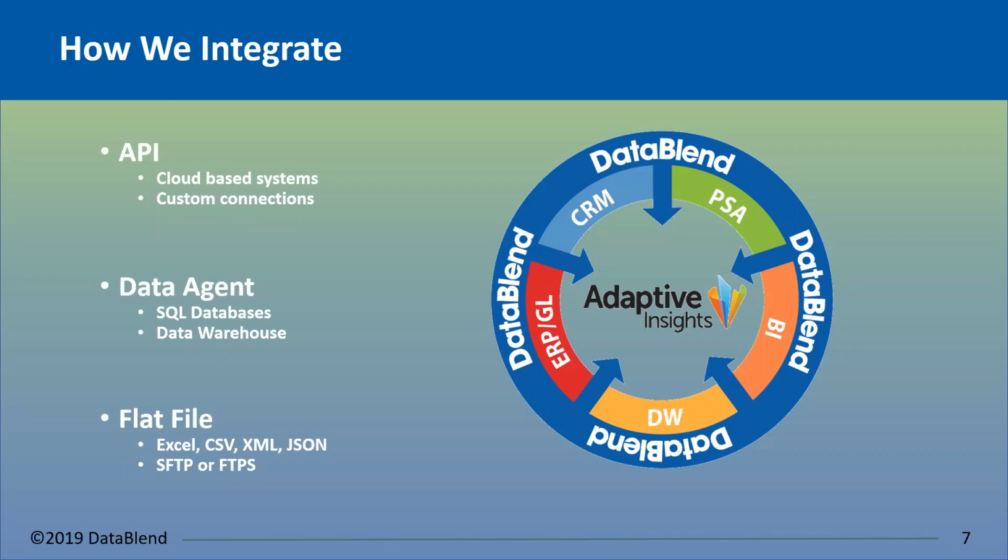This type of file integration can be done manually, but we can also automate the file import by pointing it to our DataBlend SFTP server, which can then kick off the integration at a predetermined time, thus making it fully automated. So that's really it with the integrations. We can go through API, a data agent, or flat file, and that really depends on your needs.